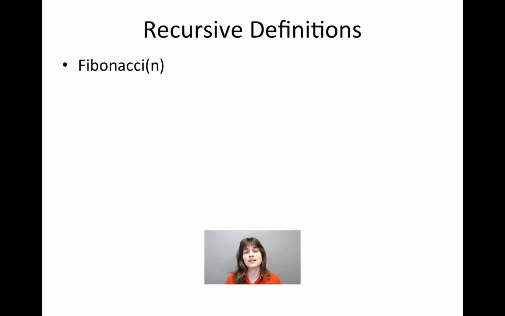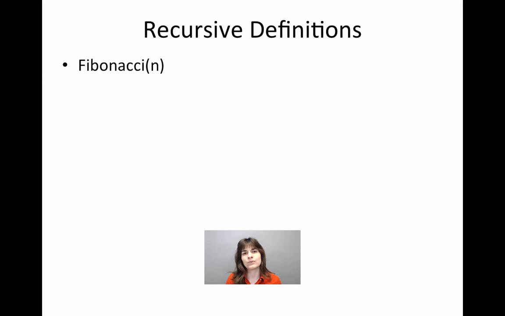So we want to write a method in Java that will produce the nth number of the Fibonacci sequence. If you don't remember, you can refresh your memory and look it up. The Fibonacci number n at the nth place in the sequence is produced by adding the values of the two previous numbers in the sequence. So if we add the Fibonacci number at position n minus 1 and the Fibonacci number n minus 2, the sum of those two numbers will give us the value of the Fibonacci number n.